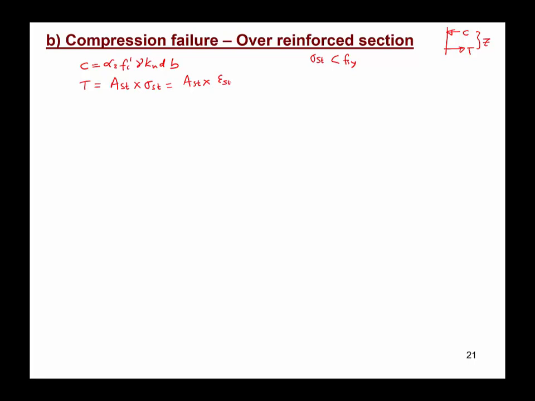using Hooke's law. So Hooke's law says that the stress is equal to the strain multiplied by the Young's modulus of the steel, Es. So writing it again, it is equal to epsilon st times Es.